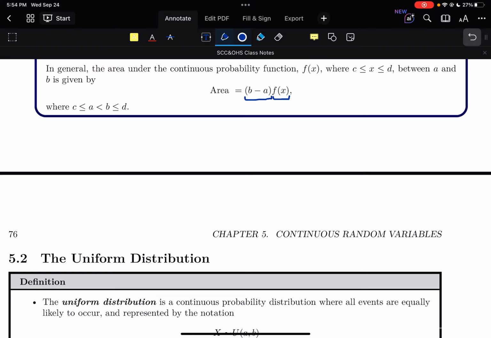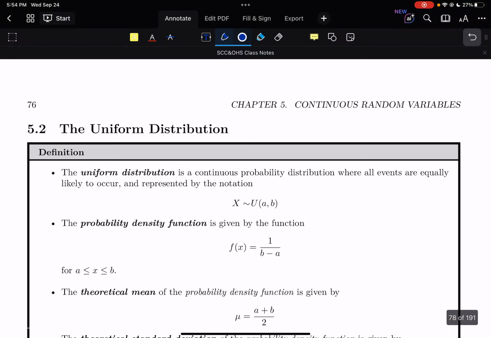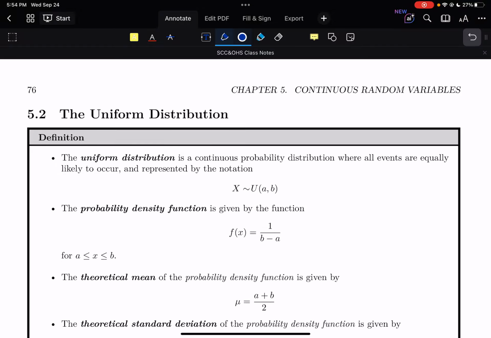So looking at section 5.2, we're going to talk a little bit about the uniform distribution. We mentioned this briefly back in chapter 2. This is a type of distribution that is uniform. So when we say uniform, we mean that all the values occur the same amount of times, or at roughly the same frequencies. This is a continuous probability distribution, where all events are equally likely to occur.